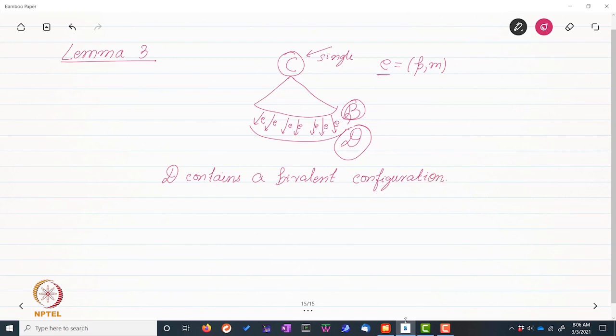Now, D contains a bivalent configuration. All right. So, again, let us assume to the contrary that this is not the case. So, if this is not the case, what is the proof by contradiction assumption? That D contains only univalent configurations. Fair enough. So this is what we are setting out to disprove.